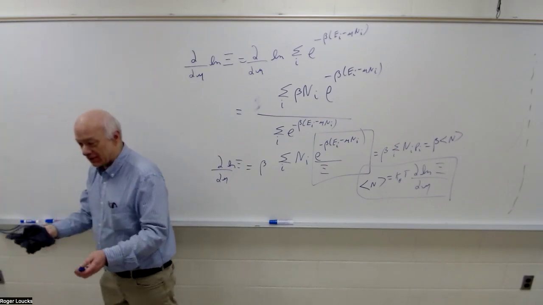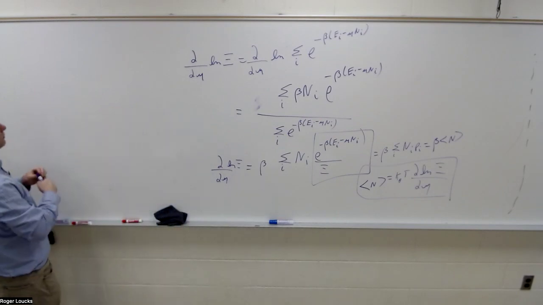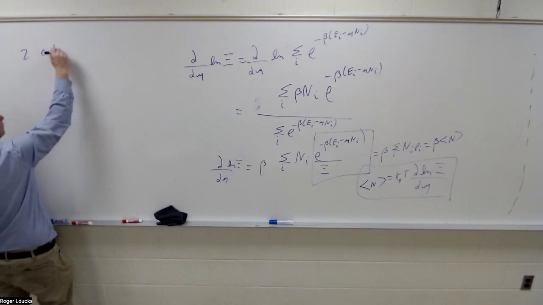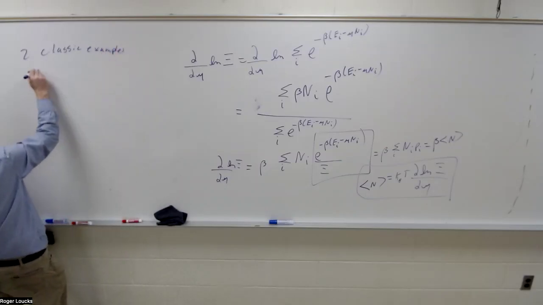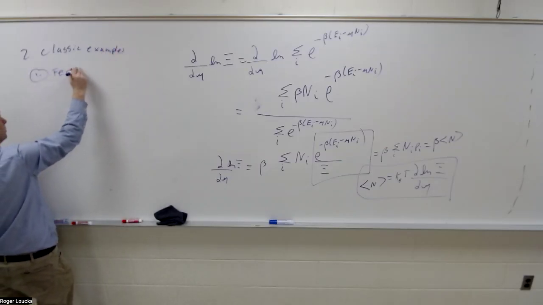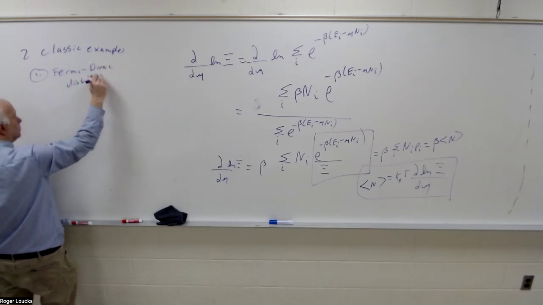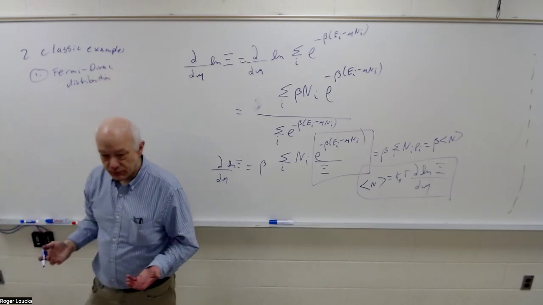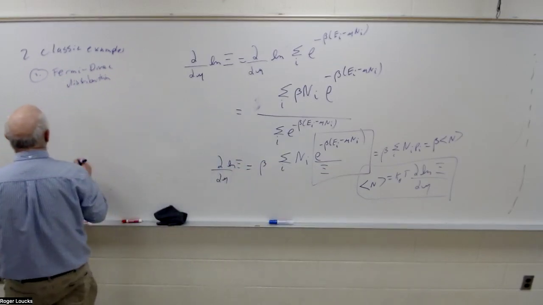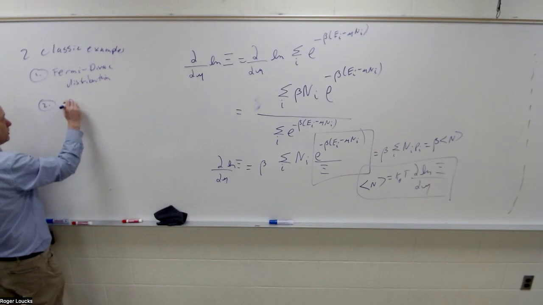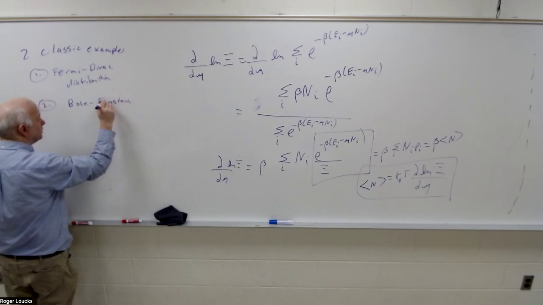So let's do two classic examples here. One is going to be the Fermi-Dirac distribution. We're going to show you where that comes from, and it's just this equation here. And it's ridiculously easy how we're going to get it. And then the next one is not a whole lot harder, it's going to be the Bose-Einstein distribution.